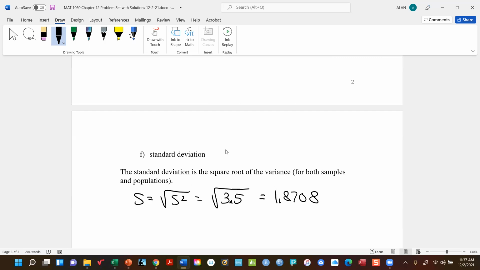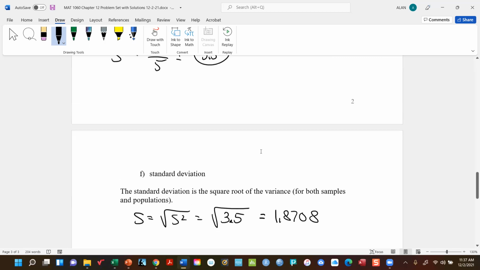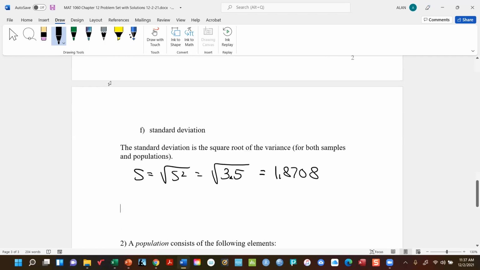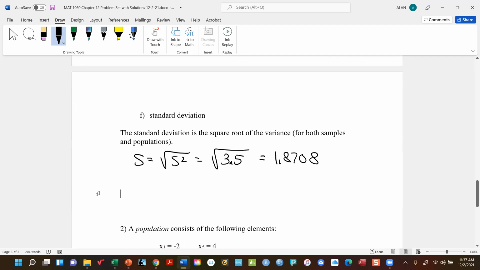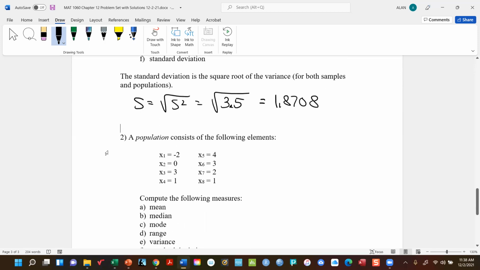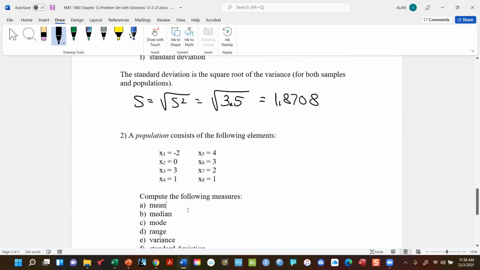So really, when you look at all these measures, honestly, the only one that's difficult is the variance. The rest of them are pretty straightforward. All right. Now, what we're going to see next in problem 2 is that instead of a sample, this is now a population that we're looking at. So we need to make sure that we know that when we do these questions, because otherwise we're going to get the wrong answers.